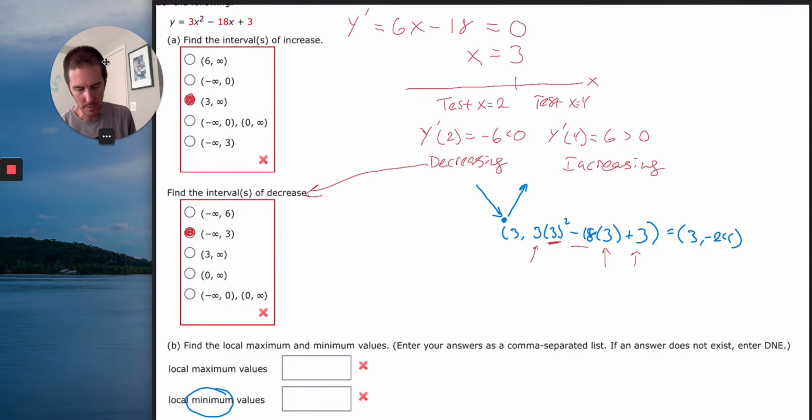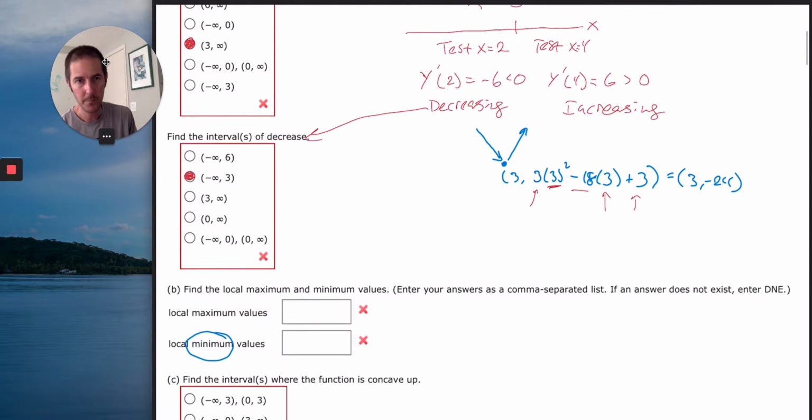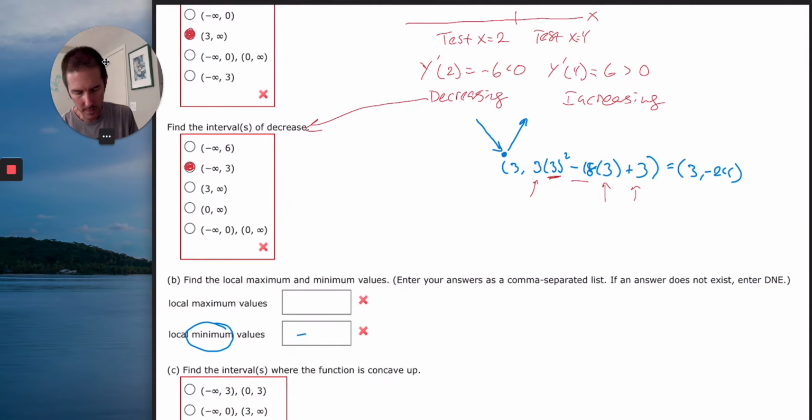This is a fill in the blank, so we're writing in negative 24. When does our minimum happen? It happens when x equals 3. What is our local minimum? Negative 24, the y value.